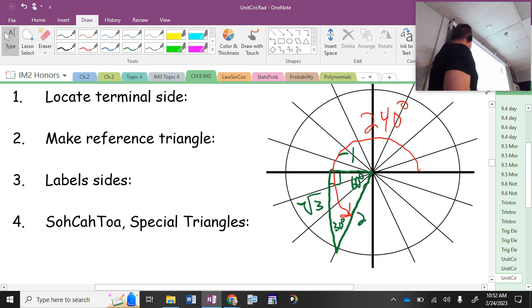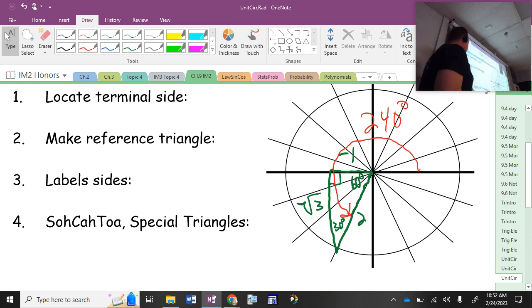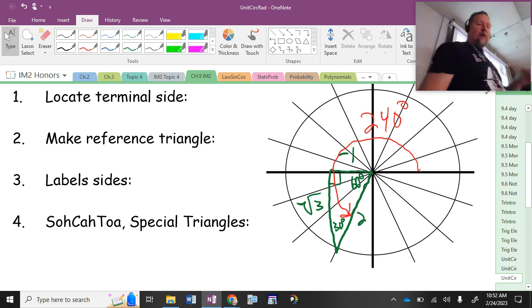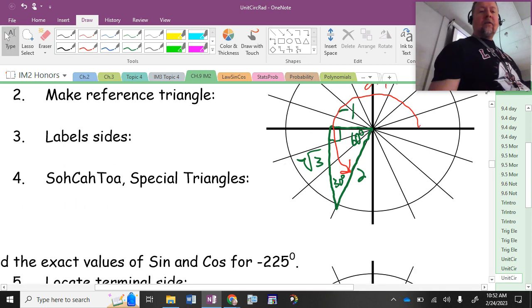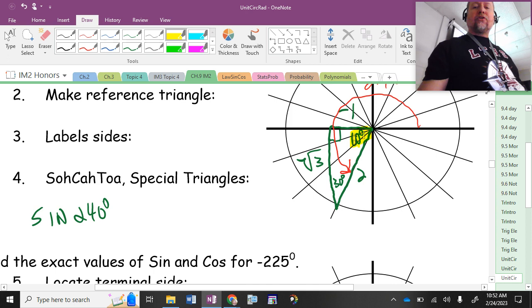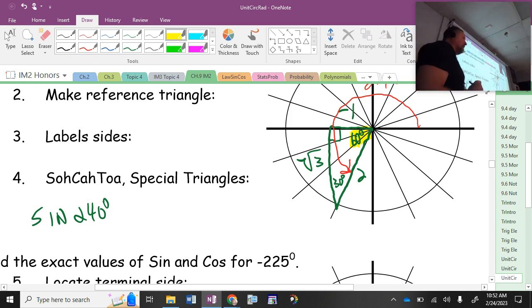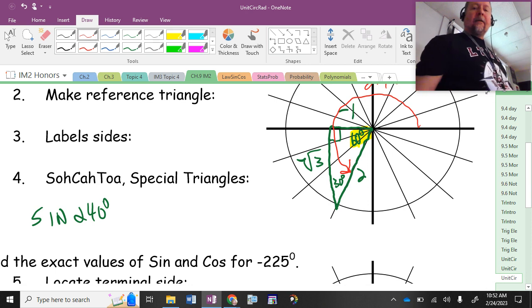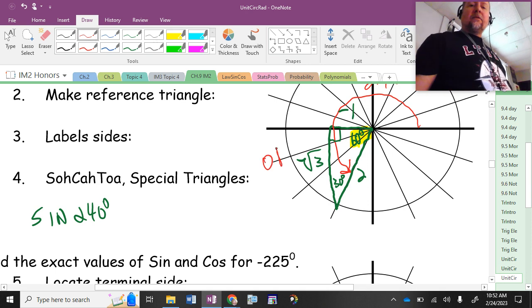All right, so that's what I did. I located the terminal side. I made the reference triangle and noted the reference angle. I labeled the sides, and now it's SOHCAHTOA. And I will do tangent as well. So sine of 240, you're really doing sine of this angle measure, that sine of that 60 in quadrant 3. And then this is the opposite side. This is the adjacent side. And this is the hypotenuse.